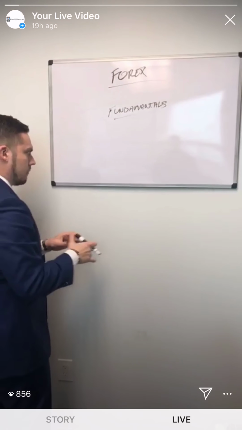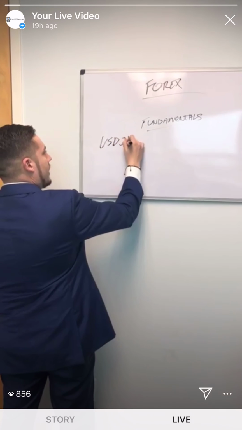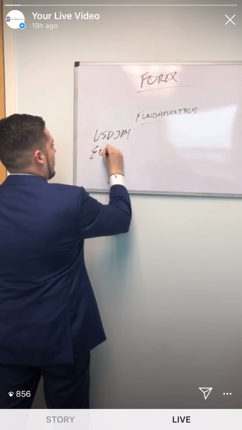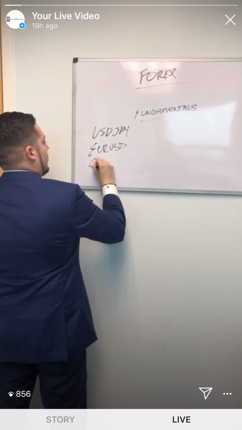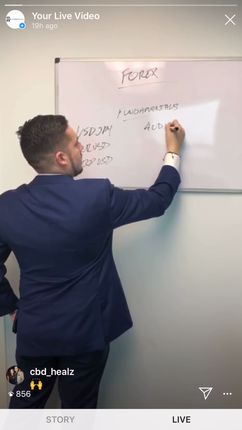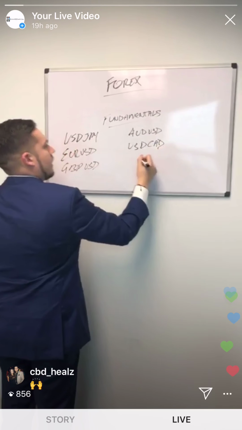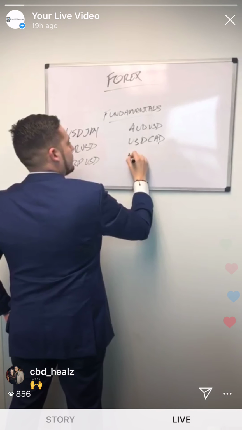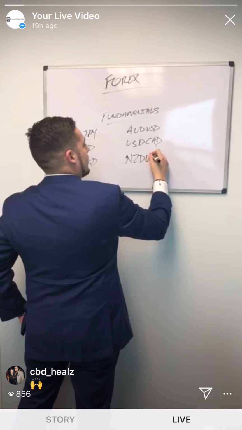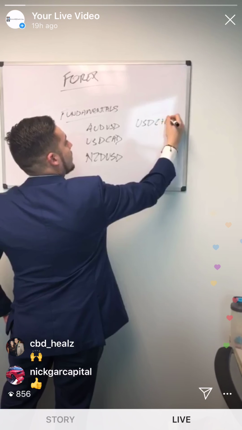So this is how it usually goes. Your main pairs, you know what they are. Dollar yen, you have euro dollar, you have pound dollar, Aussie dollar, dollar Canadian dollar, Kiwi dollar, and then of course you have dollar Swiss franc. Again, these are the G8.